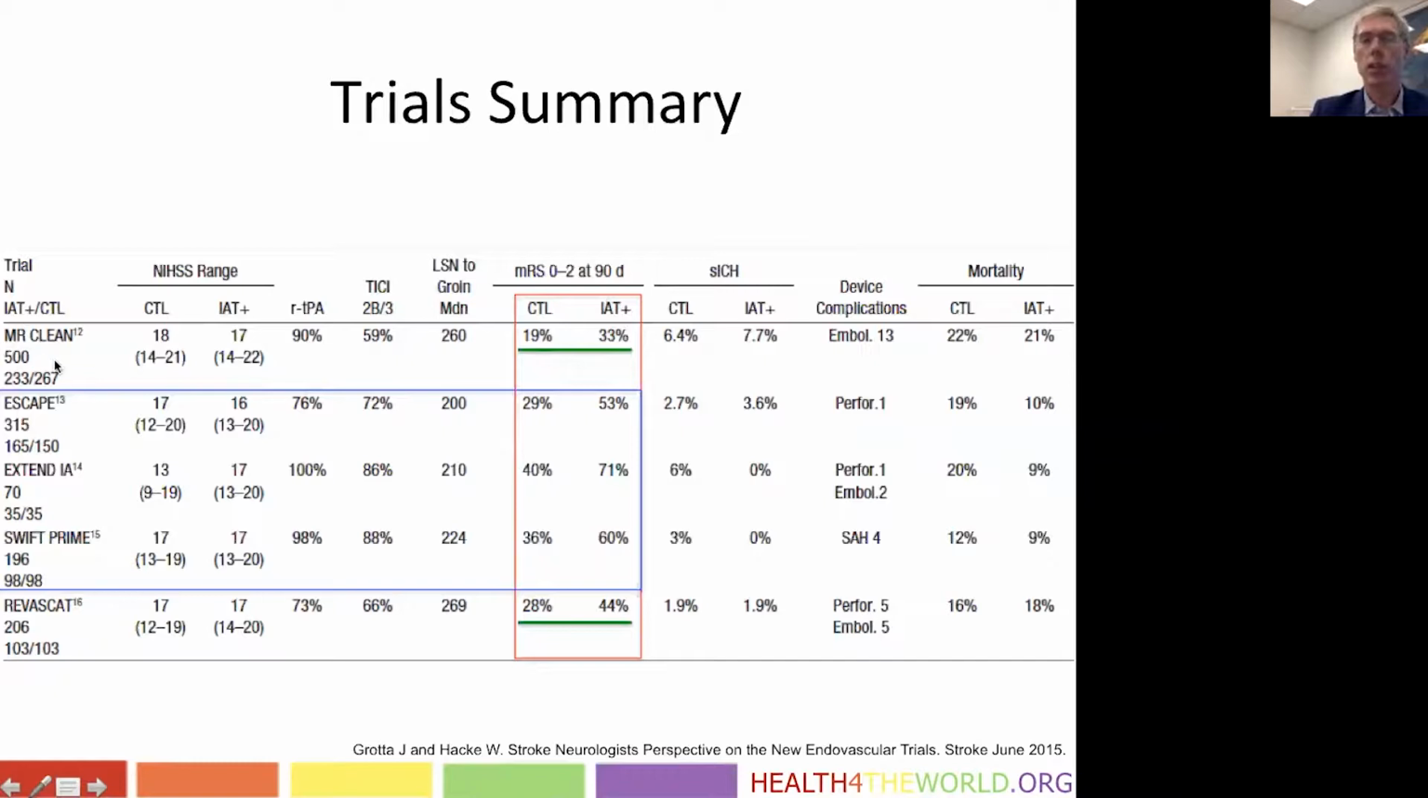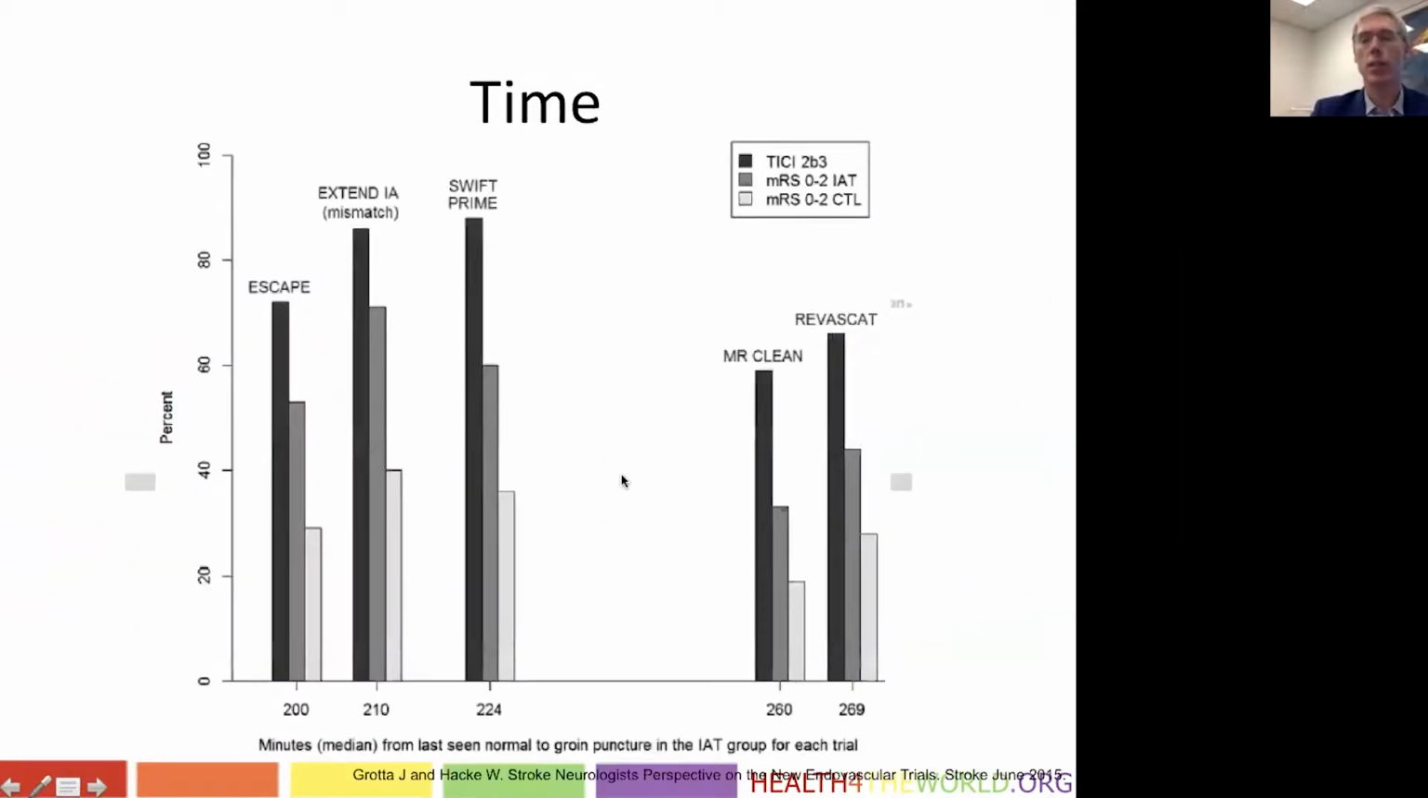Clean, which is the largest of these trials, the one that actually led to the stoppage of these other ones, is lower, but in part because these use some sort of physiologic component to make imaging decisions. So what's the role of time? We talked about the role of physiology, but what's the role of time?